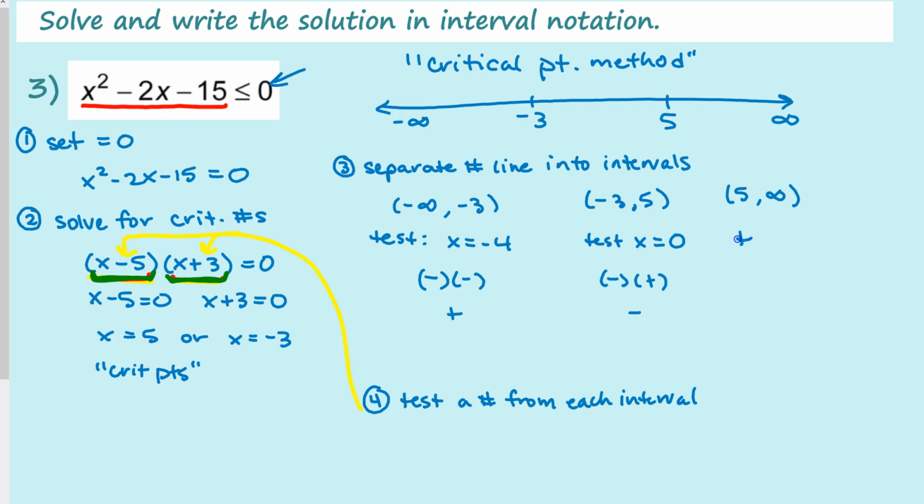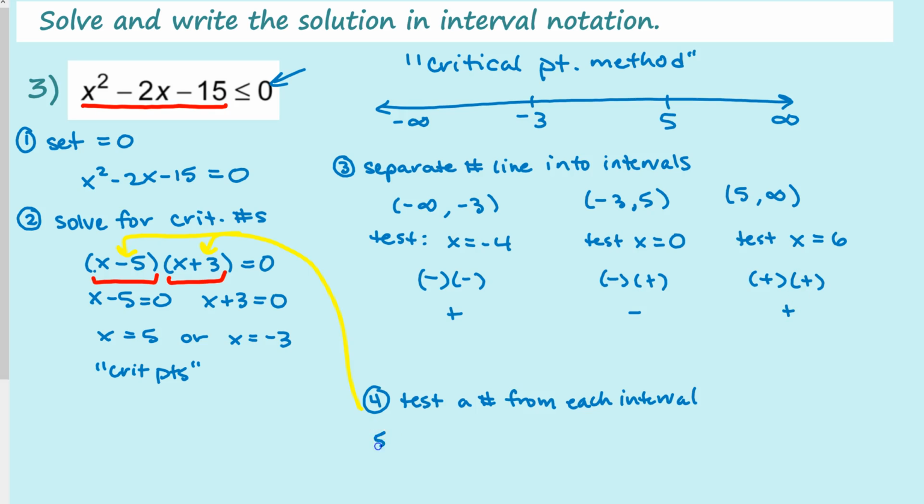And then one more time, I'm going to test a number in the next interval. Let's say I pick 6. I'm going to take 6 and put it in here. 6 minus 5 is positive. And take 6 and put it in here. 6 plus 3 is positive. Positive times positive is positive.